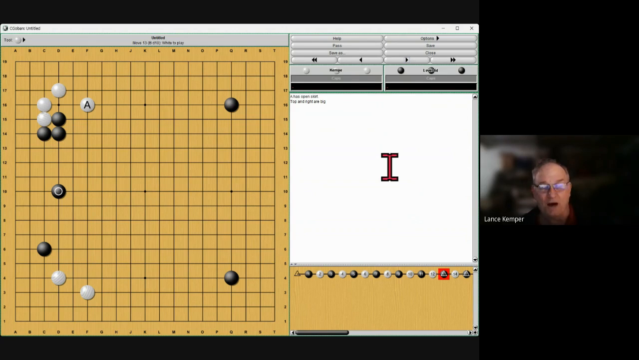Well, we know not the bottom because white's low and settled there. That's the easy one. The right, very big. 2 4-4s, both loving to play there. And influence, ready to go on the left. That's some pretty good characteristics.